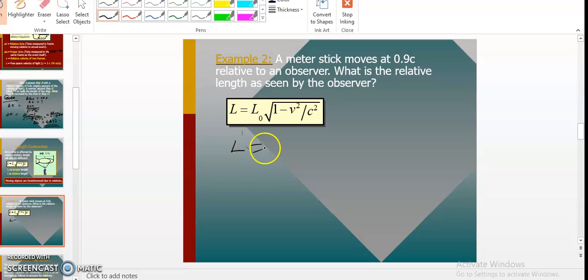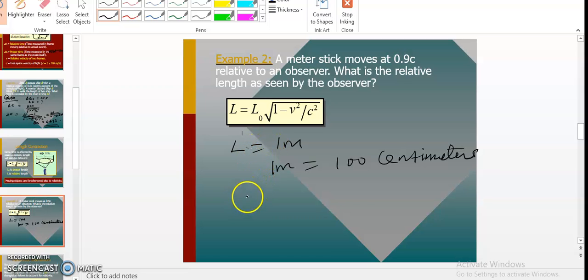This proper length will be 1 meter, and you need to convert this. We know that 1 meter is equal to 100 centimeters. So we are given 1 meter as the proper length, and what we are looking for is the relative length. So we simply need to plug in what we have into the given equation.